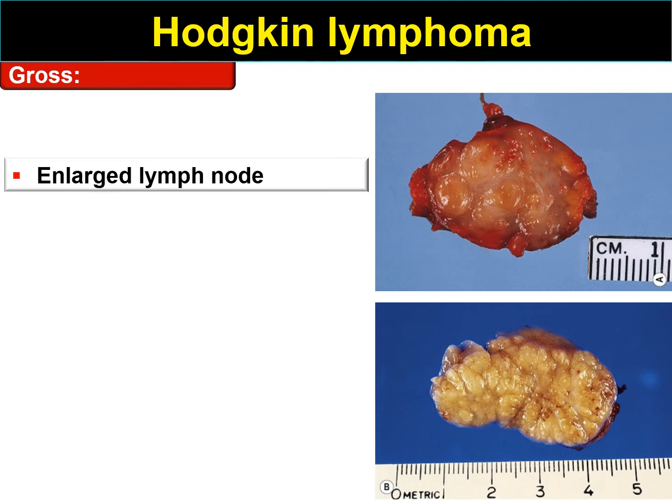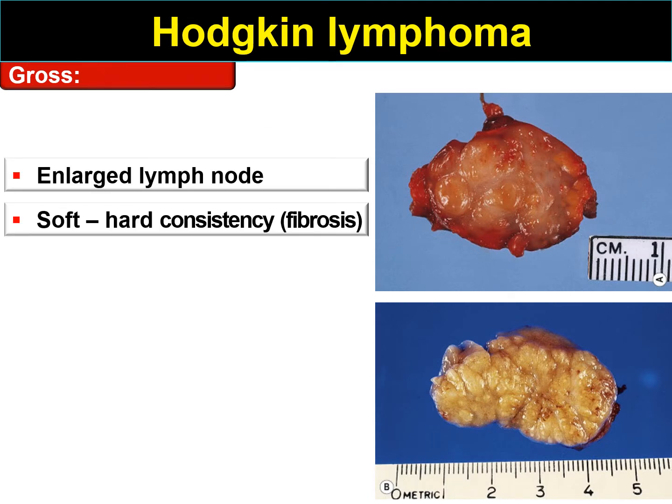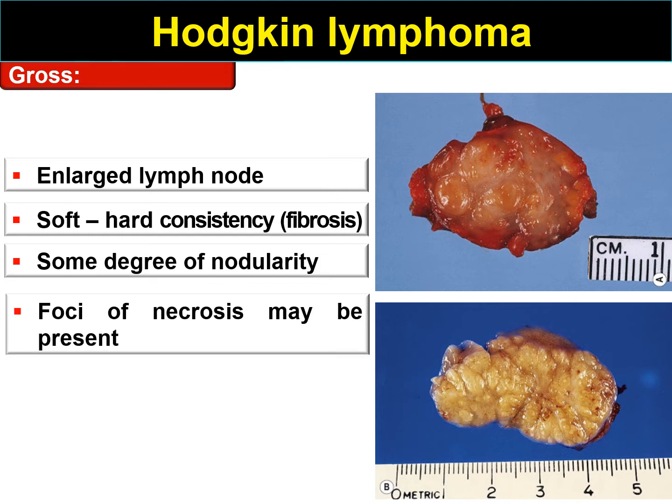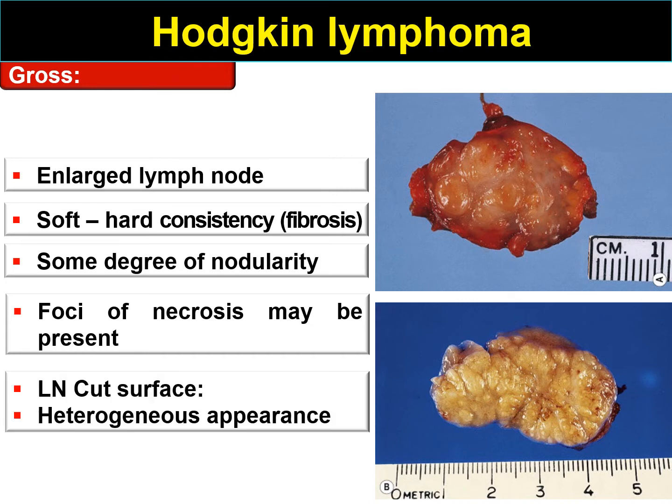Grossly, the lymph nodes are enlarged and the consistency may be soft to hard. This depends on the degree of the fibrosis. Then there is some degree of nodularity that is always there, and foci of necrosis may be present on cut section. The lymph node shows heterogeneous appearance.